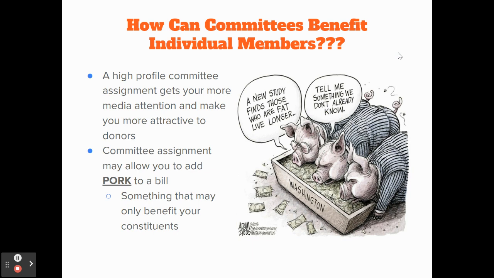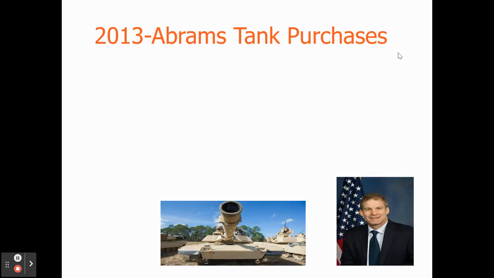It's something that the rest of the country might look at as being wasteful, but that you put into a bill because you're on a committee, and there are people in your state or your district that will benefit. So they'll reward you by continuing to vote for you over and over again. So here's a great example.